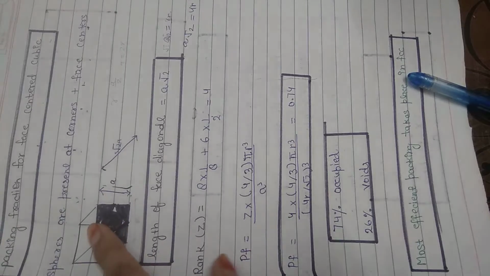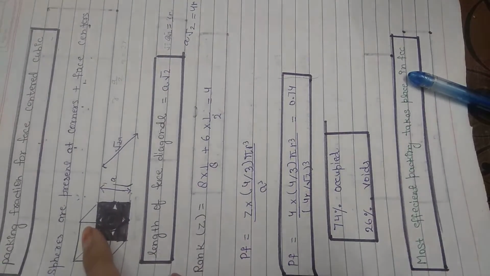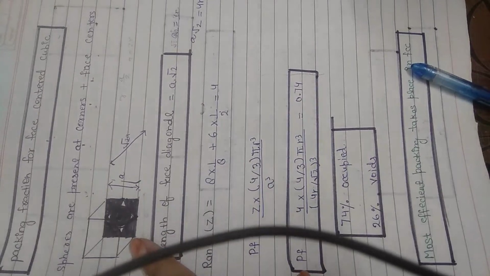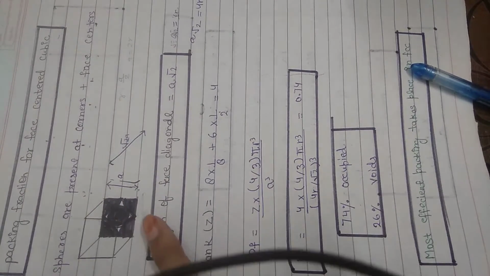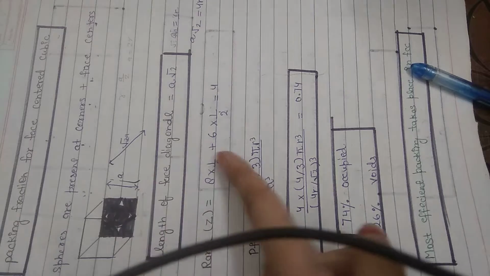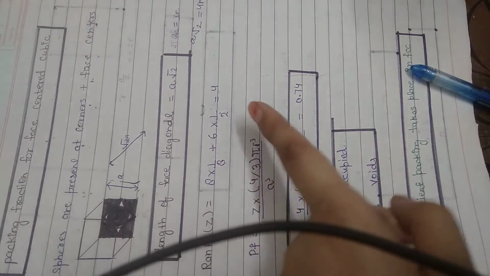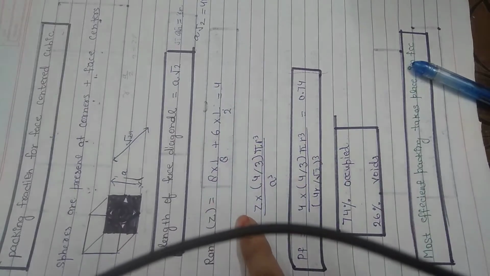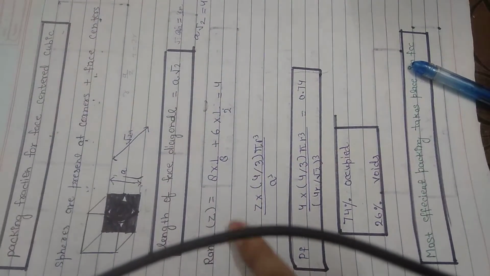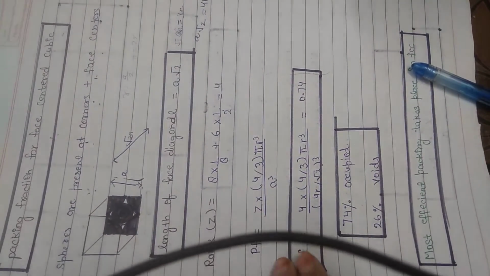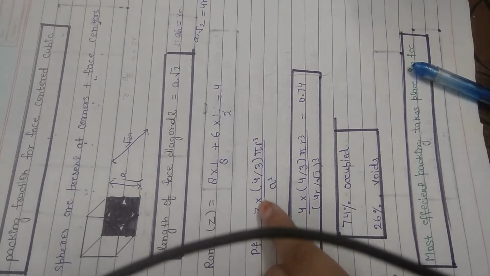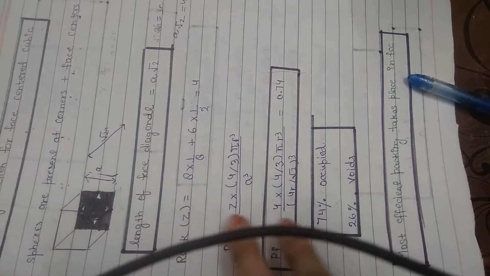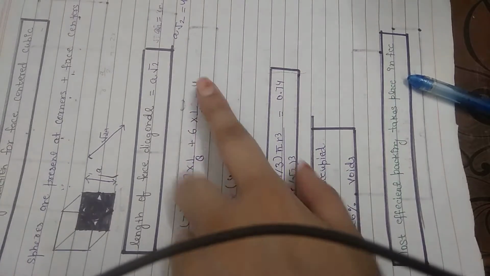here are 6 atoms on the faces. Each atom has 1/2 part inside the cube. So here it is 6 into 1 upon 2, which becomes 3. Here are 4 atoms inside the cube, so Z becomes 4. So the packing fraction is equal to Z into 4 upon 3 pi r cube upon a cube. So Z becomes 4.